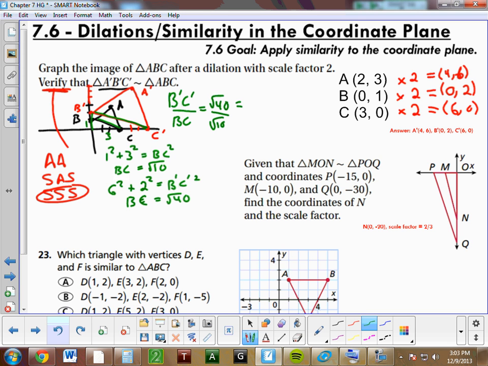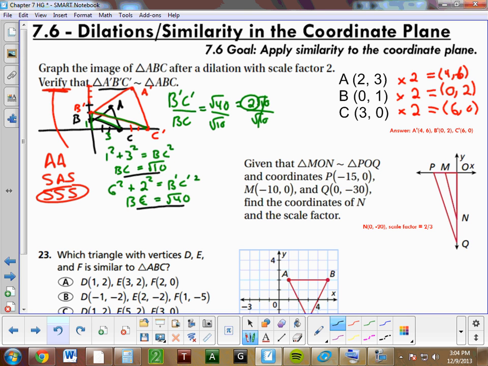Now that top one reduces. I can take a 4 out. So that's 2 square roots of 10 over the square root of 10. So it looks like my scale is going to be 2. So that's one way to verify that I've done it correctly. I could show it then for all the other sides, but for this example, I'm not going to do that. But if you were going to verify it, I at least did verify it with one by taking this and showing that, yes, they did come out to 2.